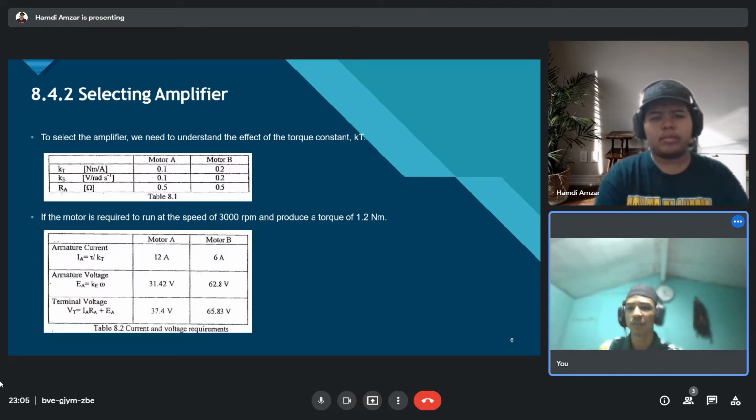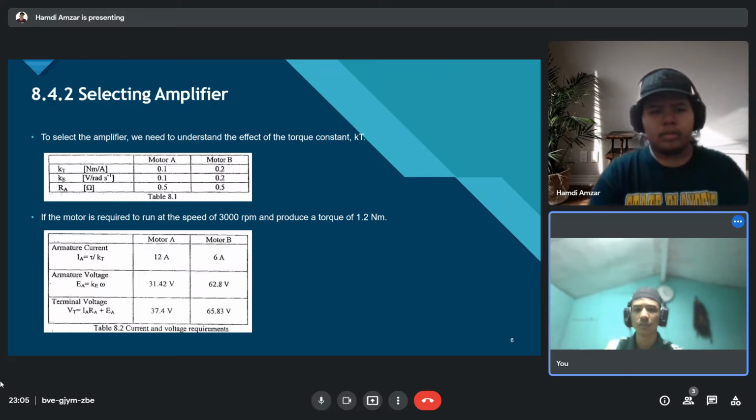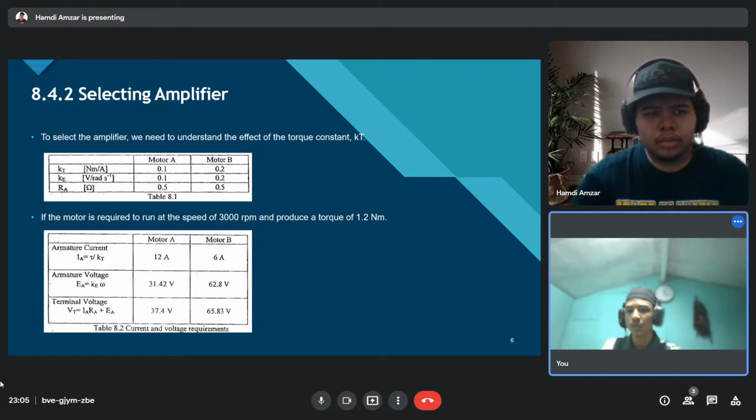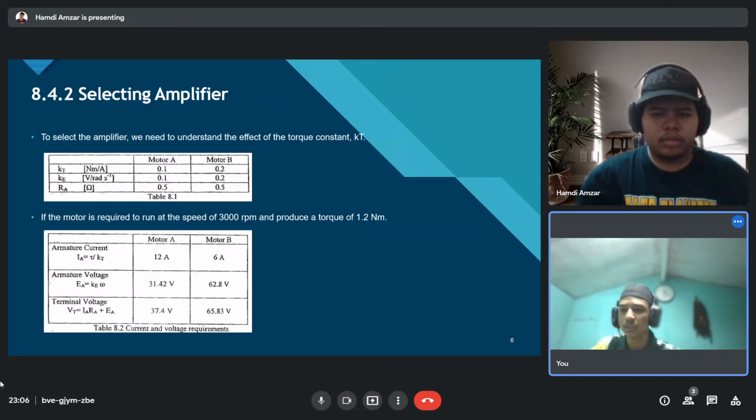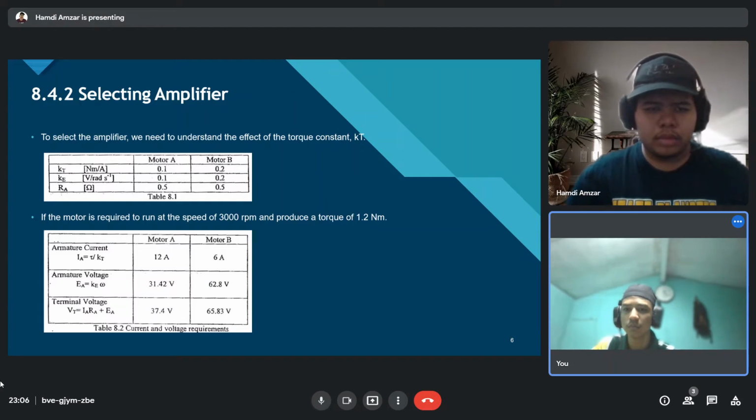8.4.2 Selecting amplifier. To select the amplifier, we need to understand the effect of the torque constant Kt. Kt in Newton meter per ampere: motor A 0.1, motor B 0.2. Ke in volt per radian per second: motor A 0.1, motor B 0.2. Ra in ohms: motor A 0.5, motor B 0.5.